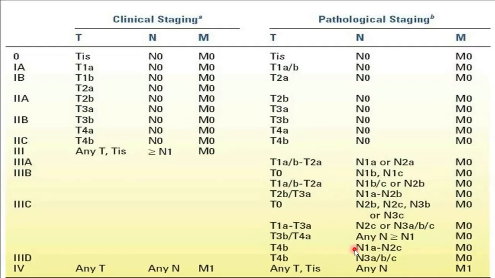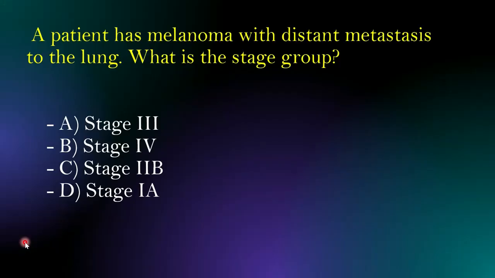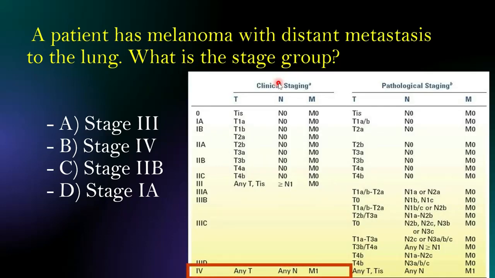So based on this, there can be pathological and clinical staging into stages 1A, 1B, 2A, 2B, 2C, 3. Not easy to remember all this, but we have to understand that if there is node involvement, it becomes stage 3. A patient has melanoma with distant metastasis to the lung. What is the stage group? Whenever there is metastasis, it becomes stage 4.